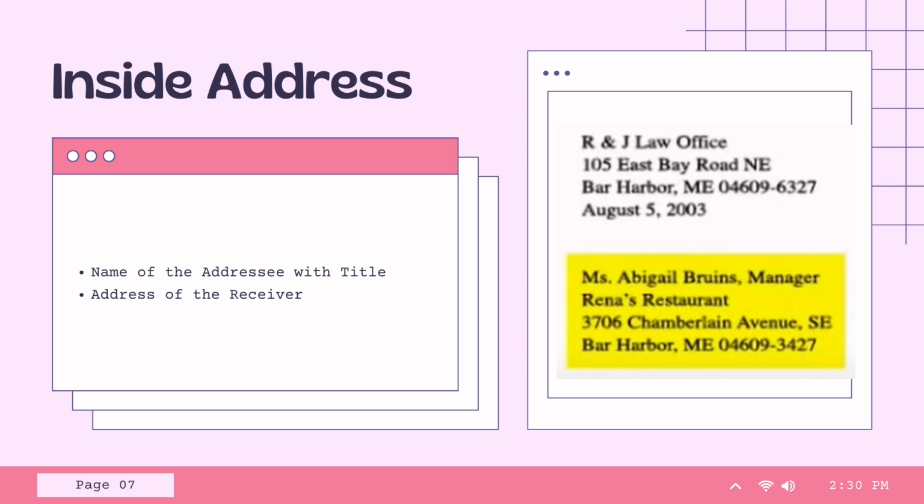Next is the inside address. The inside address shows the name and address of the recipient of the letter. This information can help prevent confusion at the recipient's offices. Also, if the recipient has moved, the inside address helps to determine what to do with the letter. In the inside address, include the appropriate title of respect of the recipient and copy the name of the company exactly as that company writes it.